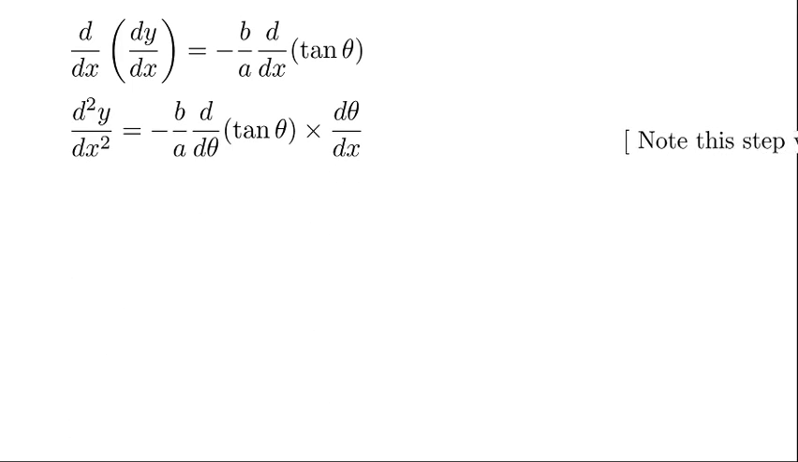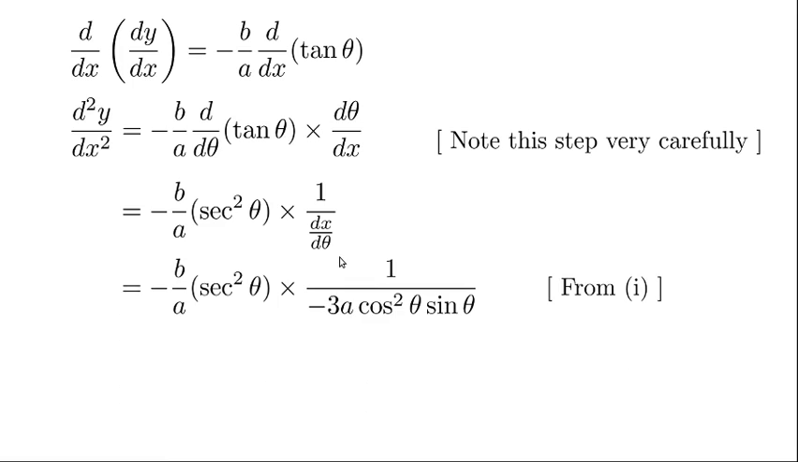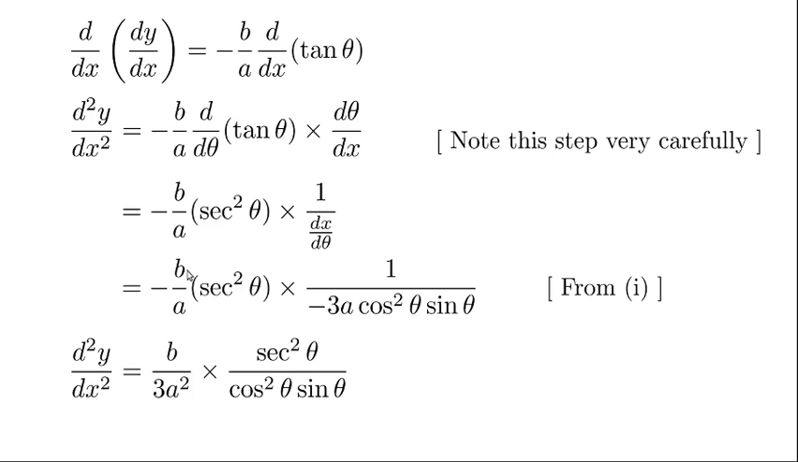Note this step very carefully because here the small rearrangement made is that we have made use of the composite function rule. It looks like multiply and divide by d theta, but it is not like that, though you can think of it that way anyway. So, d by d theta of tan theta into d theta by dx. Now, the derivative of tan theta with respect to theta is sec square theta. And d theta by dx is written as 1 upon dx by d theta. And we know the value of dx by d theta. We substitute here.